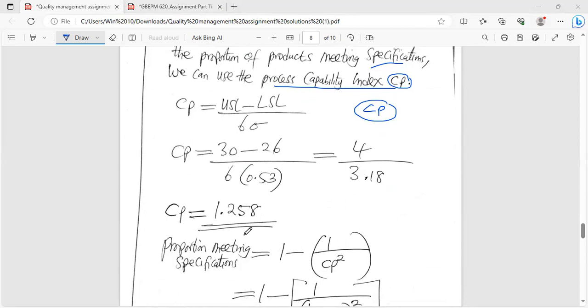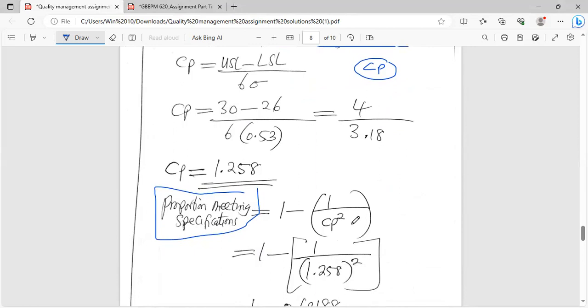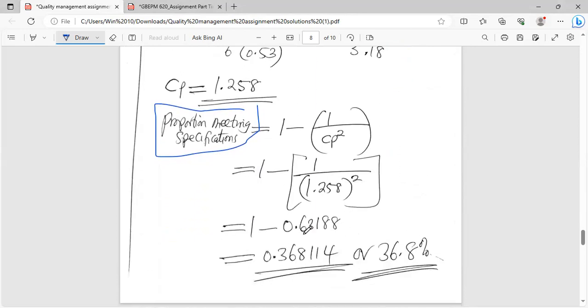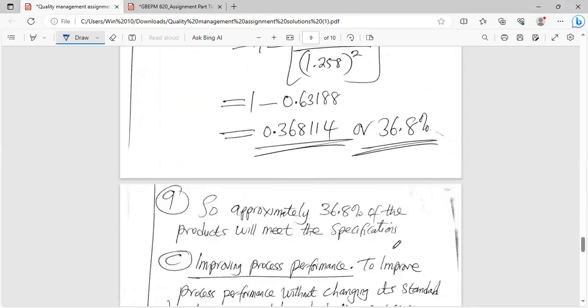Now the proportion meeting specifications is 1 minus 1 over CPK. So we are getting 38.3, so approximately 38.8 of the products will meet the specifications.